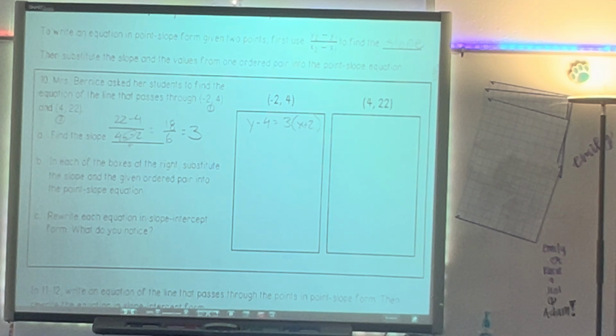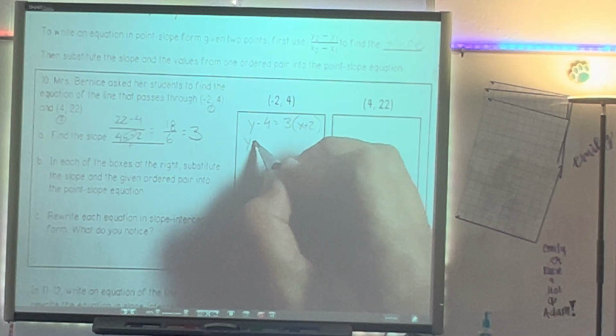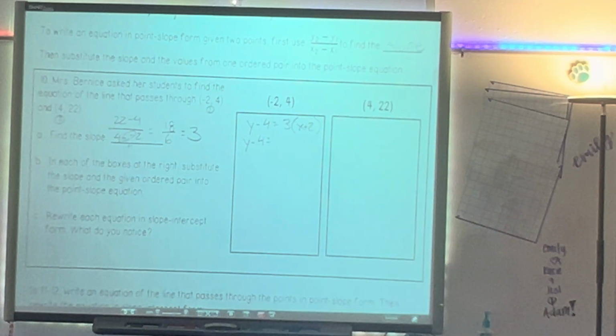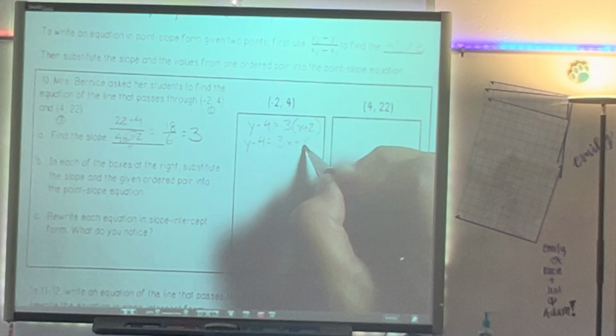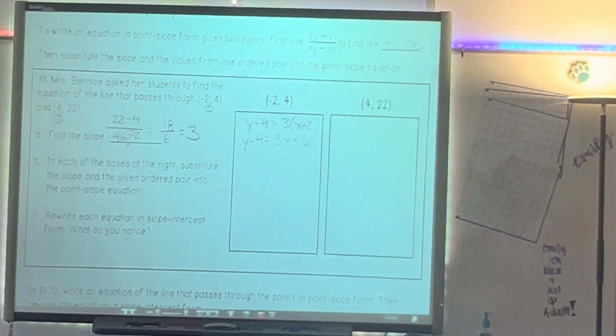Because I need something that looks like y equals mx plus b, and that is not what I have here. You would have to distribute, and then you're going to do the inverse operation of subtracting 4. Okay. After you distribute it. All right, so I'm going to start out by bringing down my y minus 4. I'm going to leave that alone for a minute, and I'm going to do what Christian said. I'm going to distribute the 3, which is going to give me 3x plus 6. All right, and then I'm going to do what Christian said. I'm going to do the inverse of subtract 4, and I'm going to add 4.